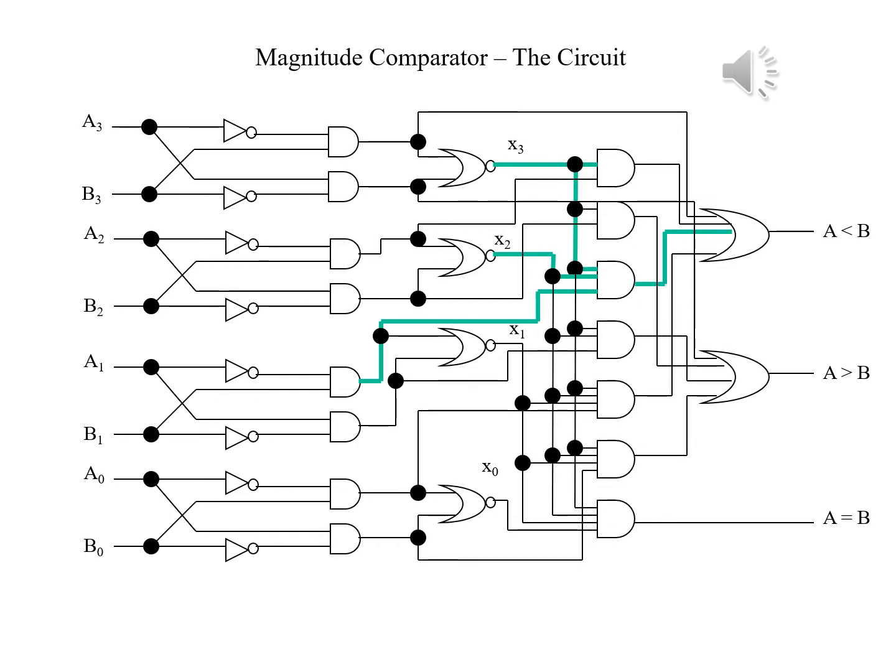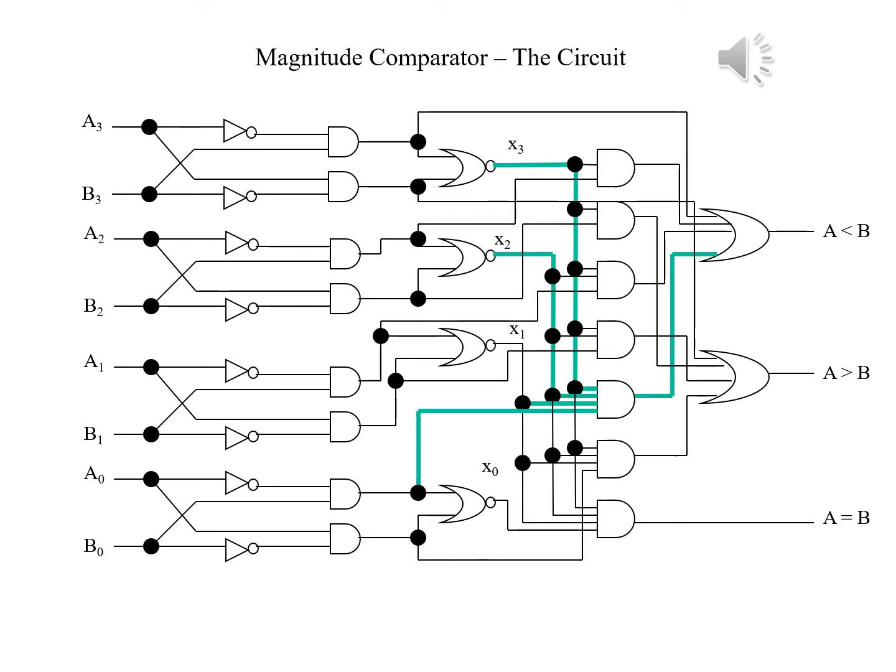Here you will see the thick green lines going from the OR gate for A is less than B, backward to an AND gate, and where you'll see going into the AND gate is X3, X2, and also the result of the AND gate that produces A1 prime B1. So if the third bits and the second bits are the same, we'll look to see the first bits, and if A's bit there is 0 and B's is 1, we know that A is less than B.